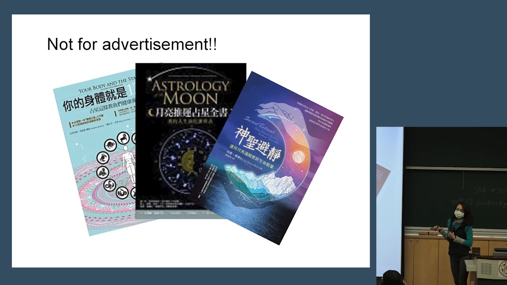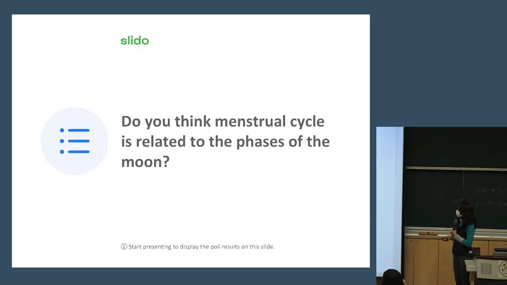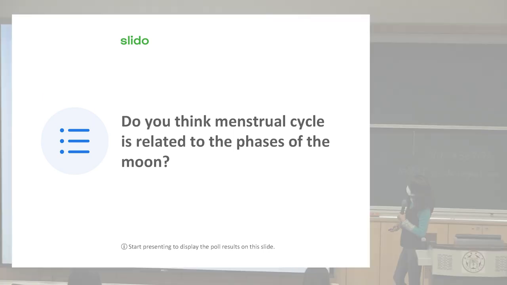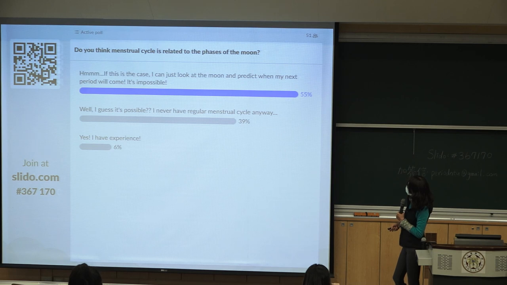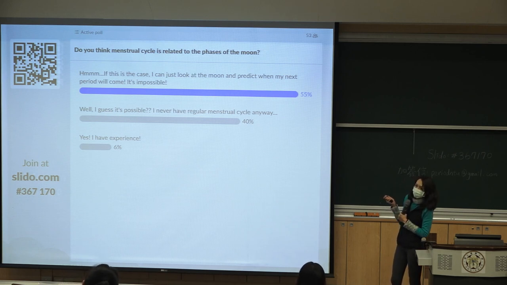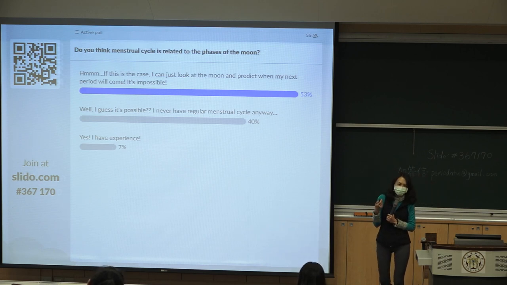哎,这不是那个 advertisement 哈,我不是要卖书。I found it very interesting. Okay, when I put in 月经 and I found this. Why? 很多人会看星象啊、星座啊、看月亮啊、占卜,然后去看说我今天身体怎么样,对不对?好,那你相信 menstrual cycle is related to the phases of the moon? 月经跟月相有关吗?Okay, okay, 差不多了,right? It's about it. Okay, so approximately half of you think that it's probably not likely to happen because you can just look at the moon and say, oh, okay, I'm gonna have period tomorrow, right?